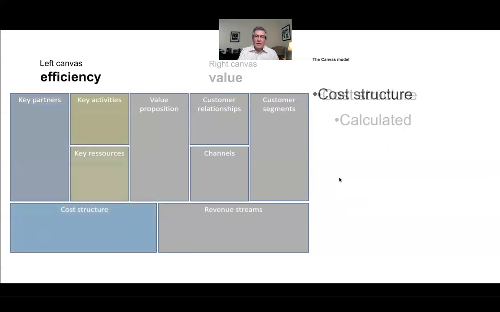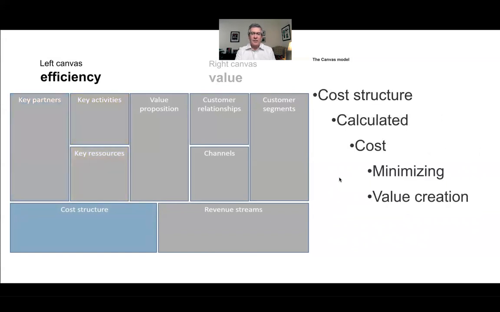And the cost structure is you got to pay for everything. You got to pay for the resources, the activities. You want to minimize the cost as best you can. You can try to use free versions. I've seen so many startups start with $200 and grow it into a business.